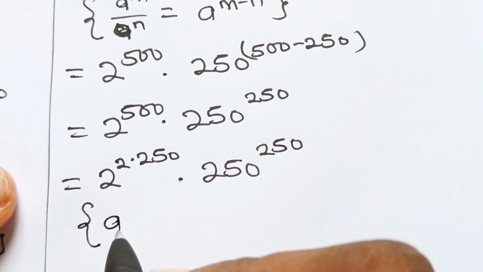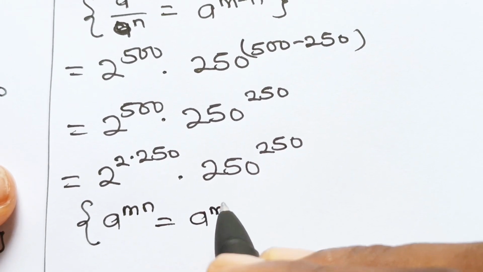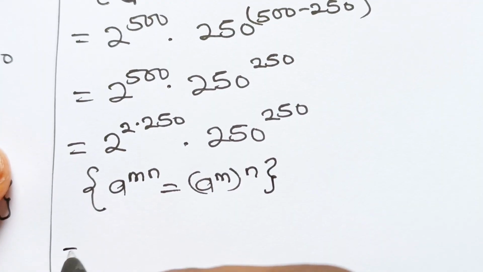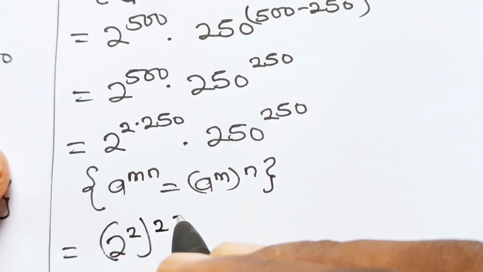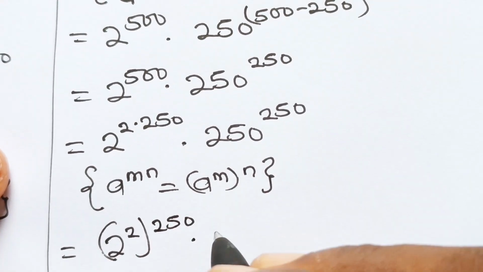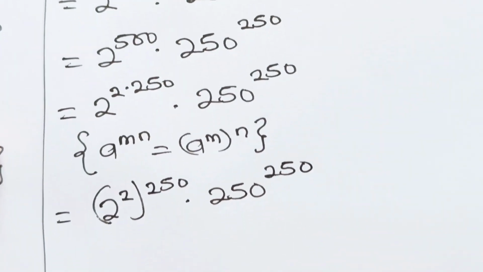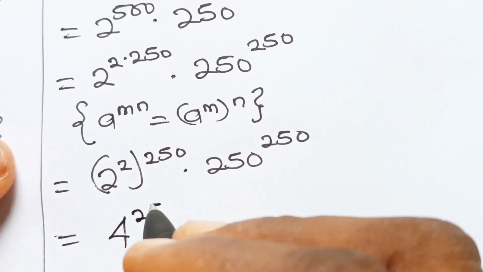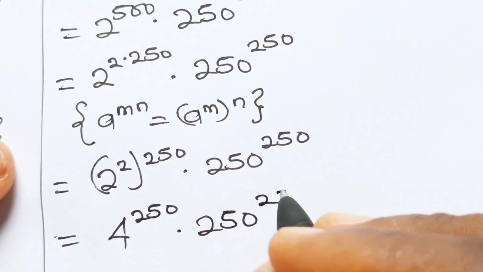Now remember that A to the power of m times n is equal to A to the power of m raised to the power of n. So we can solve this as 2 to the power of 2 raised to the power of 250 multiplied by 250 raised to the power of 250. So this is equal to 4 to the power of 250 multiplied by 250 to the power of 250.